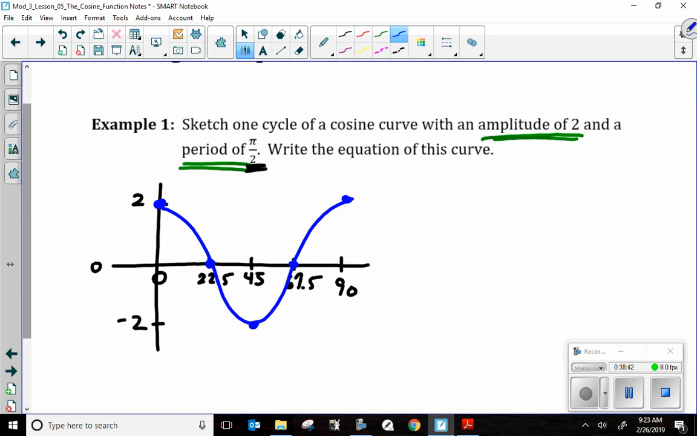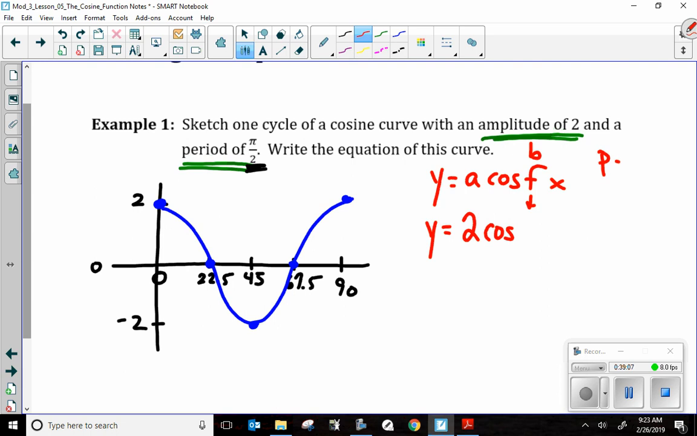But they want the equation. The equation should be written y equals my amplitude, cosine, frequency, x. Yes, I know this is a b, but I like to use a and f. You know me. Now, that's easy for my amplitude. My amplitude is 2. They give that to me. Cosine, they don't give me the frequency. They give me the period.